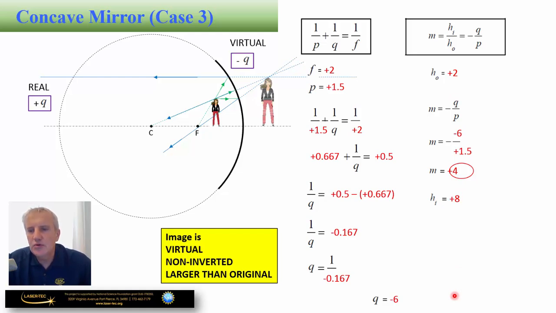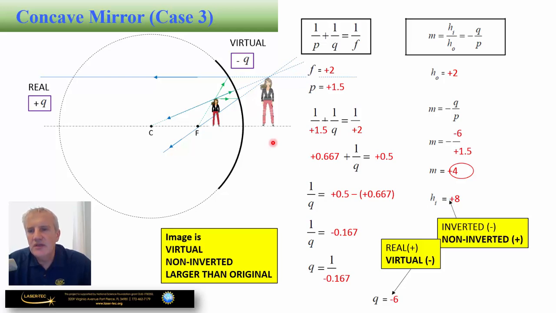There's a few conclusions that we can draw here. The first conclusion is this time, in this third case, the distance of the image to the mirror is negative, has a negative sign, which means that this mirror image is going to be virtual. As it is shown here, it's to the right relative to the mirror.